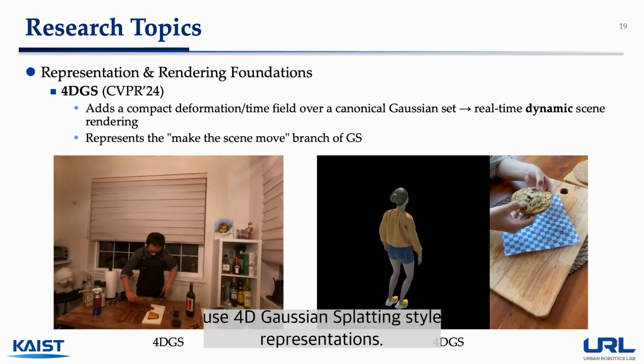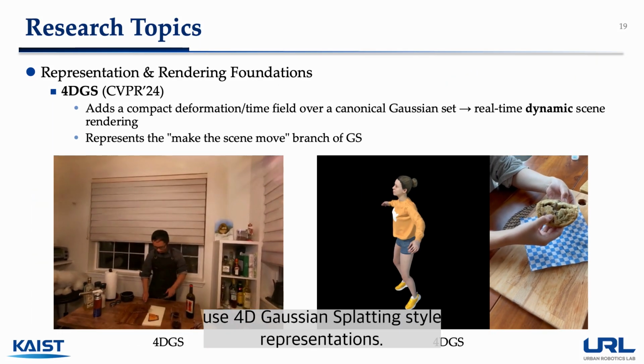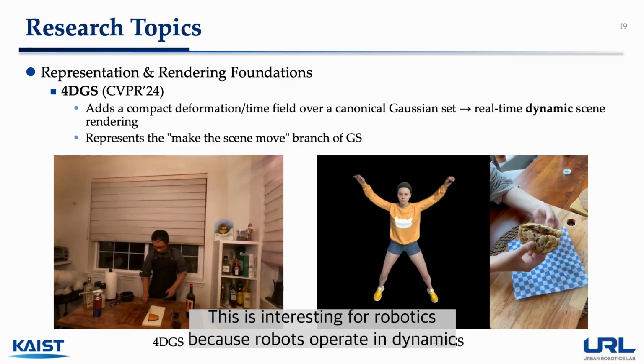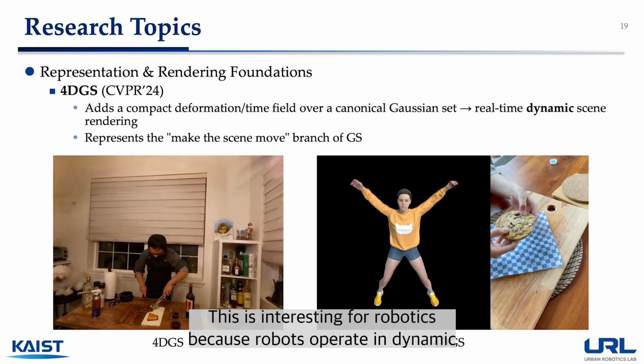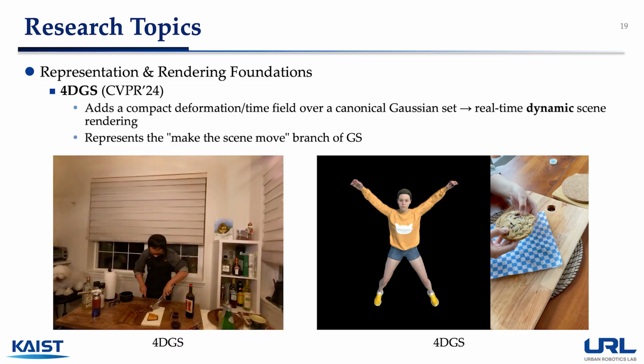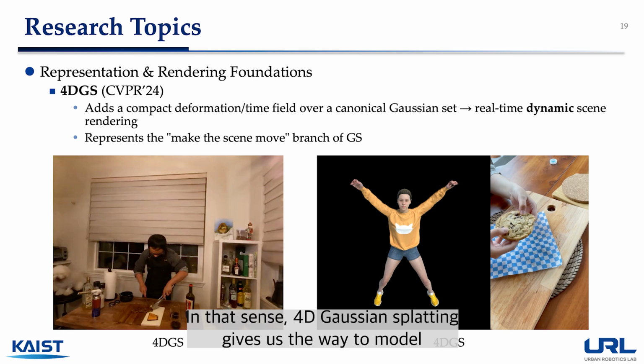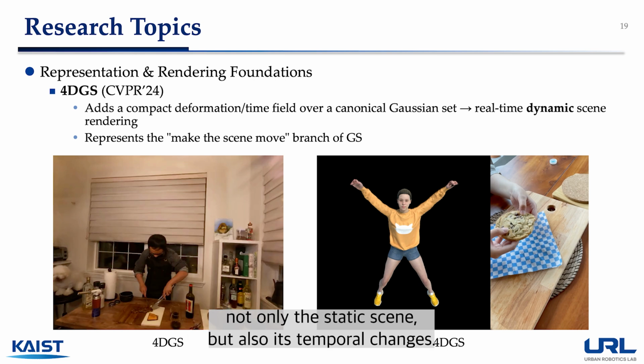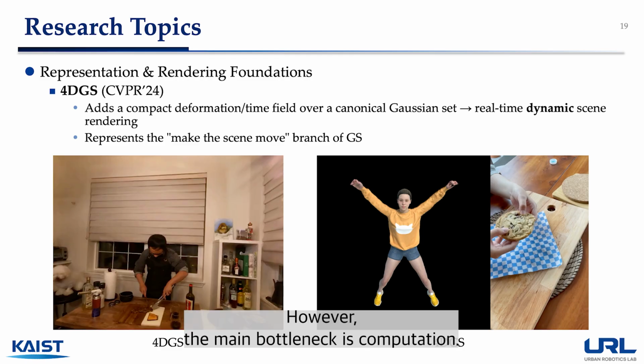Another direction is to use 4D Gaussian splatting style representations. This is interesting for robotics because robots operate in dynamic environments. Objects move, people move, and the map itself may change over time. In that sense, 4D Gaussian splatting gives us a way to model not only the static scene, but also its temporal changes. However, the main bottleneck is computation.